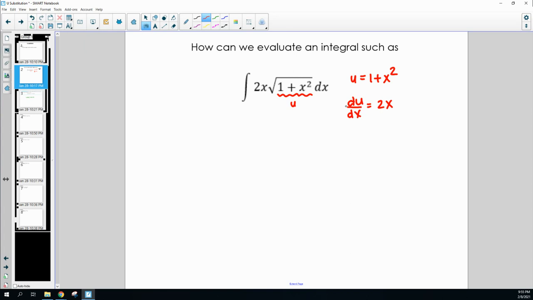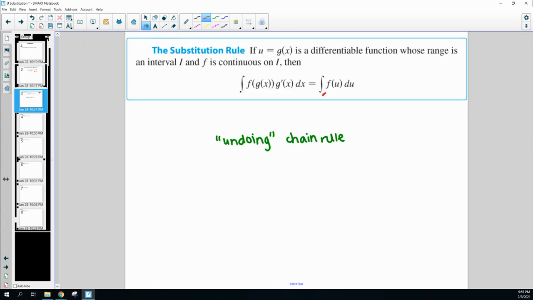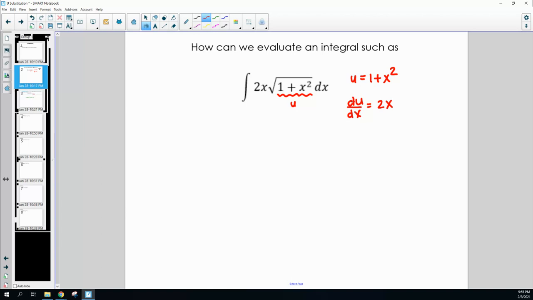And we want to find du. This is our goal: to find a function evaluated at u and then du. If we look at what we have, we have du over dx. To get du by itself, I need to multiply both sides by dx. So the dx's on this side will cancel out. So I end up with du equals 2x dx.